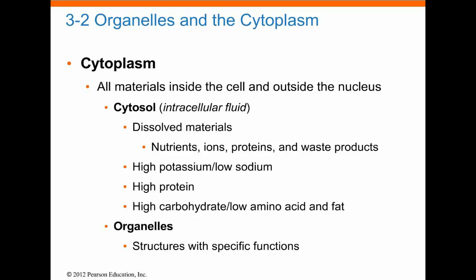So cytoplasm is found inside the cell, and it contains dissolved materials including nutrients, ions, proteins, and waste products. It is high in potassium and low in sodium. It is high in protein and also high in carbohydrate, but it's low in amino acids and fats. It also contains the organelles, which have specific structures and functions.